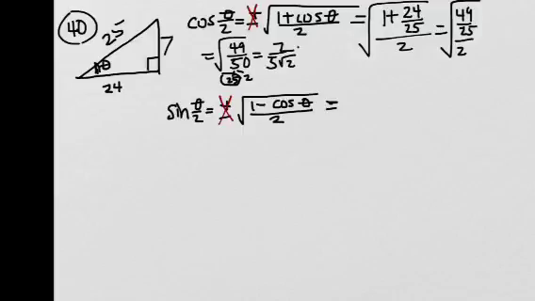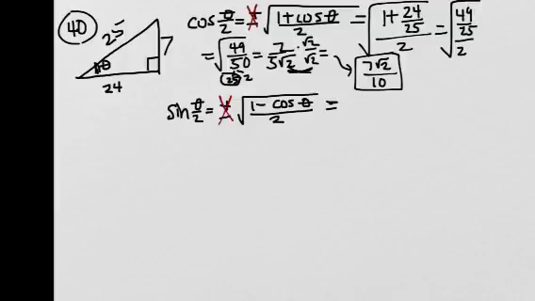Now you've got to rationalize, so you got to multiply top and bottom by radical 2. And so your answer for this is 7 radical 2 divided by, now the denominator, that's 2, and then you had a 5 to begin with, so now you have a 10. So this is your first answer, the answer for cosine theta over 2.